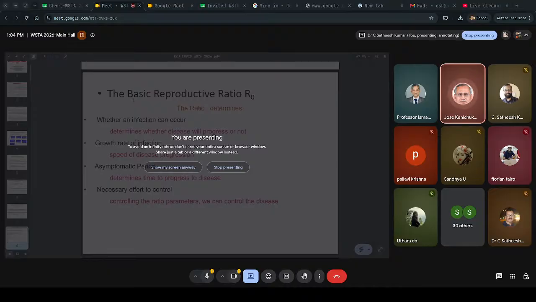So the basic reproductive ratio is one of the important determinants of whether an infection can occur, and it determines whether disease will progress or not. Growth rate of the infection, speed of the disease progression, then the asymptomatic period, which determines time to progress to disease, and the necessary effort to control the disease by controlling the ratio parameters. So all these depend on the reproductive ratio R0.